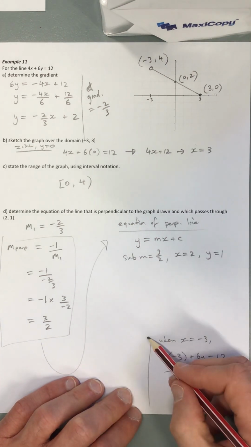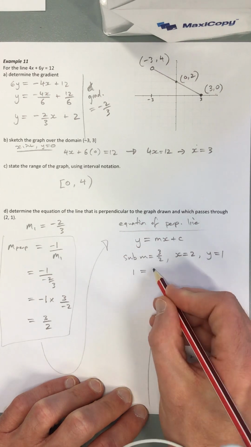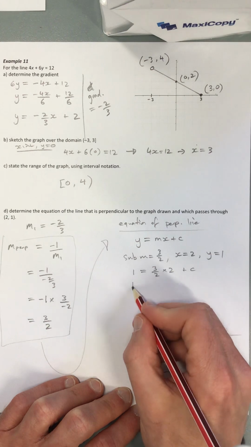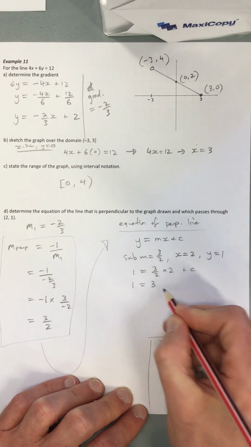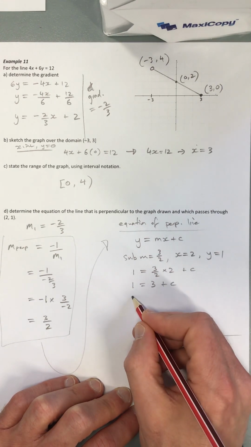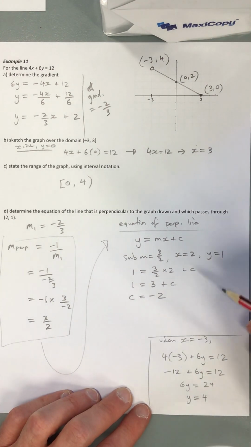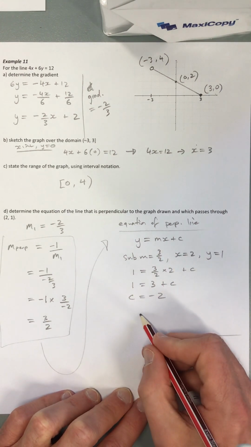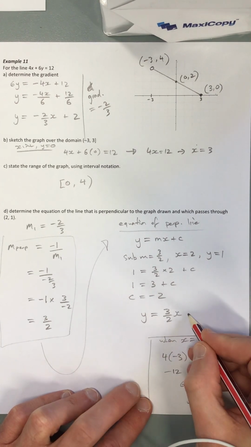Just going to box that working off there. All right, so 1 equals 3 on 2 times 2 plus c. 3 over 2 times 2, well, the times 2 and divided by 2 cancel out. We just get left with 3. So 1 equals 3 plus c. Take away 3 from both sides and we'll get c equals -2. And then don't forget to actually write your final answer. We now know the gradient of our perpendicular line. We know the y-intercept. So the full equation is y equals 3 on 2x, take away 2.